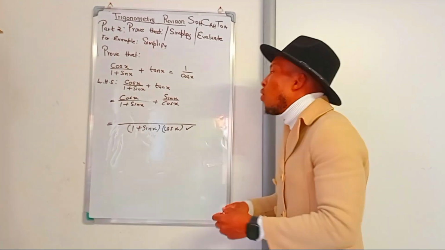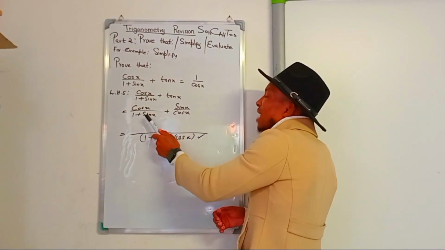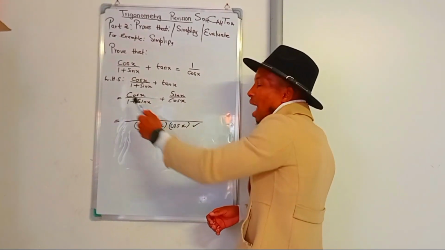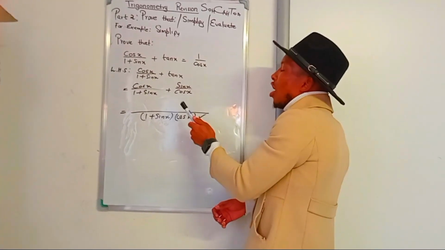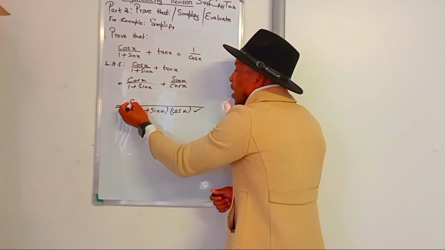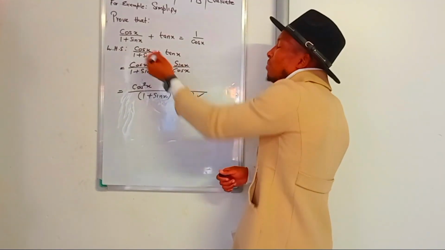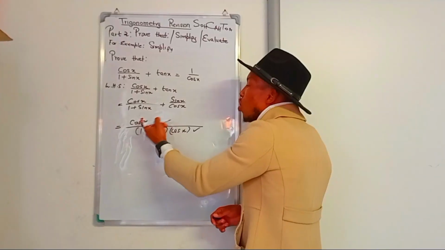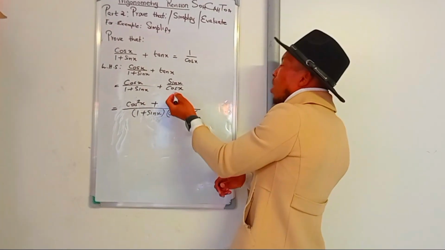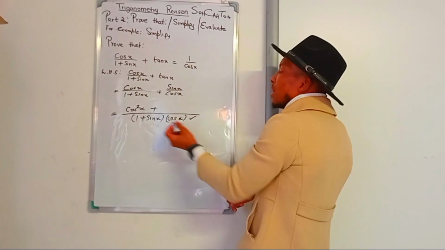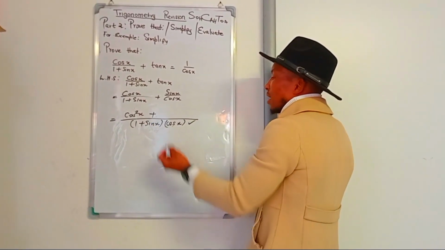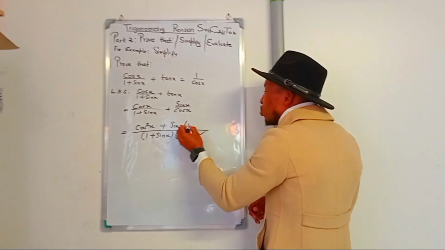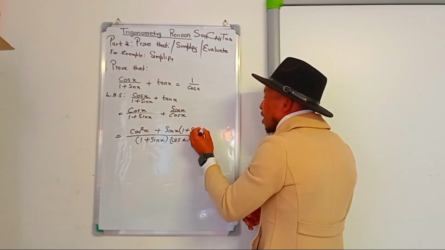After that, it's very simple. This 1 plus sine x is going to cancel with this 1 plus sine x on this step. Then cos x times cos x is equal to cos squared x, by the laws of exponents. Then this cos x cancels with this cos x. Then we have 1 plus sine x times sine x, which is equal to sine x times the bracket 1 plus sine x.